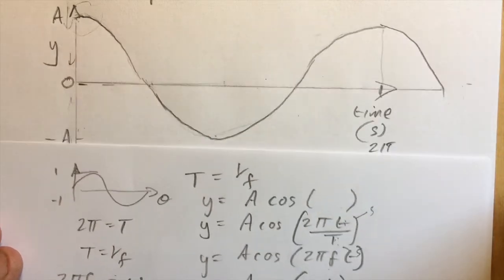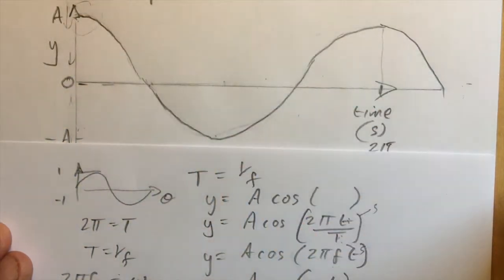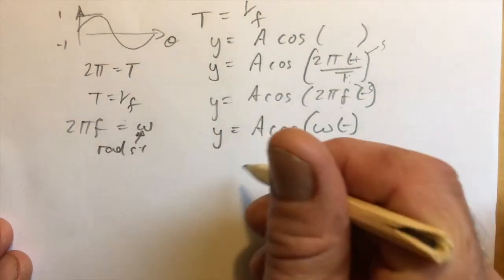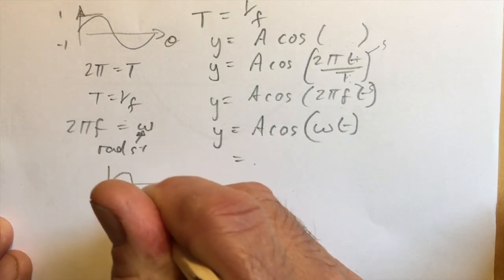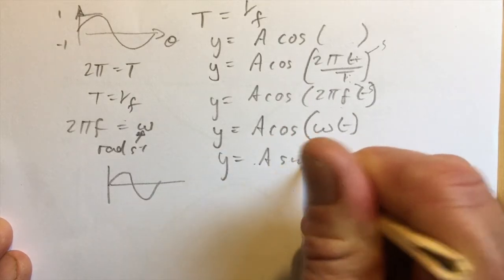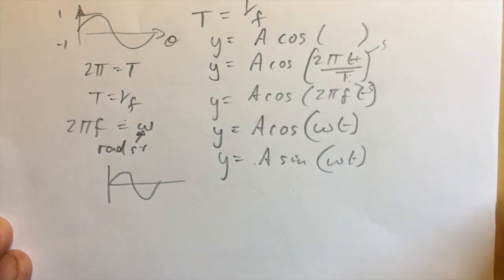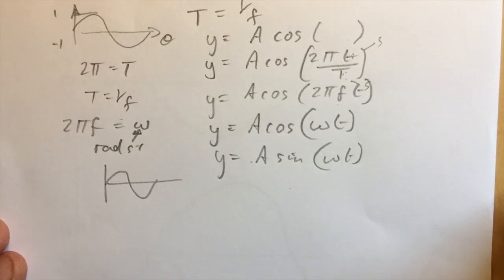Now this works obviously if you're starting from time equals 0 with full amplitude, using cos. You could also have the same thing where you're starting from time 0 with 0 amplitude, and that would be y equals a sine omega t. Both are forms of simple harmonic motion, you could be using either.